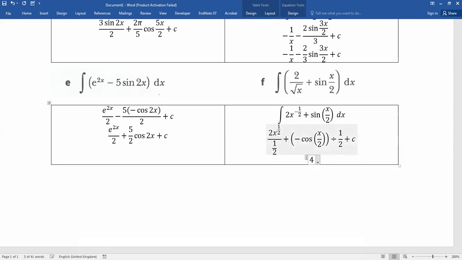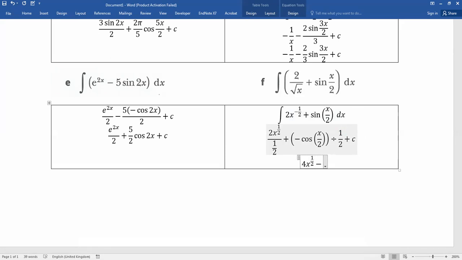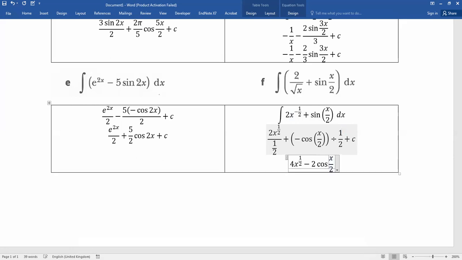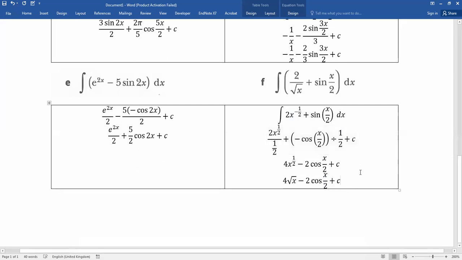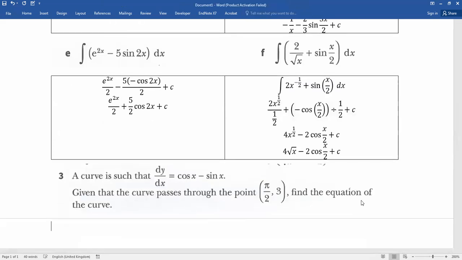So just simplifying it, 4x to the power half minus 2 cos x upon 2 plus c. Or you can also write it as. Is that clear? Yes, sir. It's clear. Let's attempt another question on how to get the equation of a curve from its derivative.